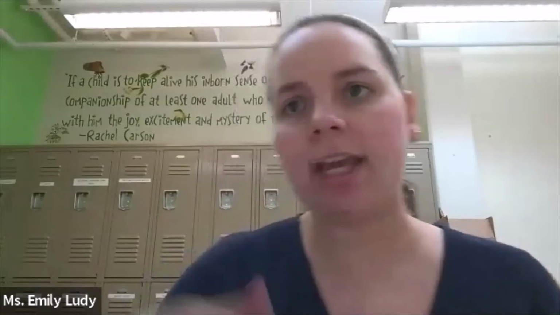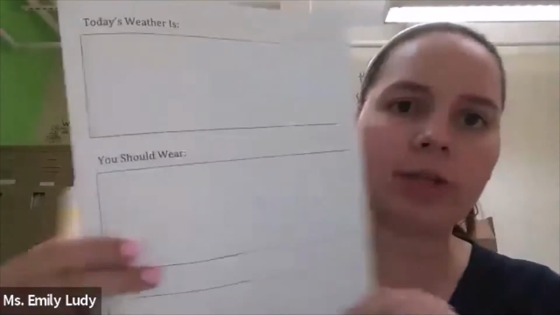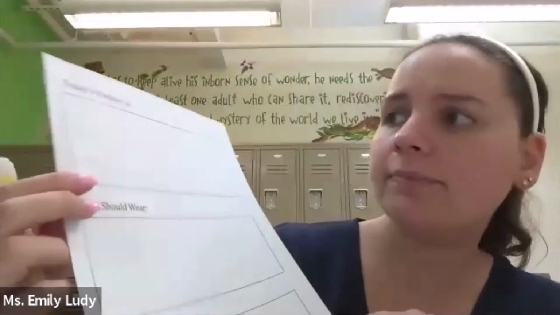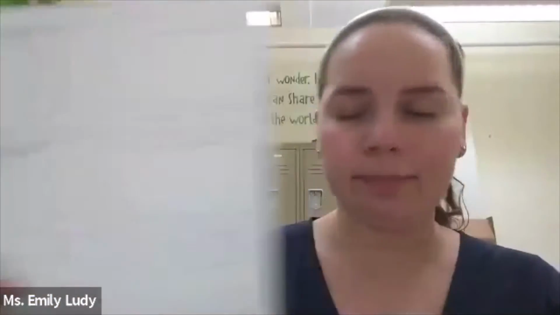What we're going to be doing, and what we'll do today as an example, is every day that we meet. So for example, we're doing it today, we'll do it next Thursday, the Thursday after that. We're going to keep track of what our weather is specifically to where you're located. This worksheet paper should be two-sided, but you'll just use the one side. It should say today's weather is, you should wear, and you can.